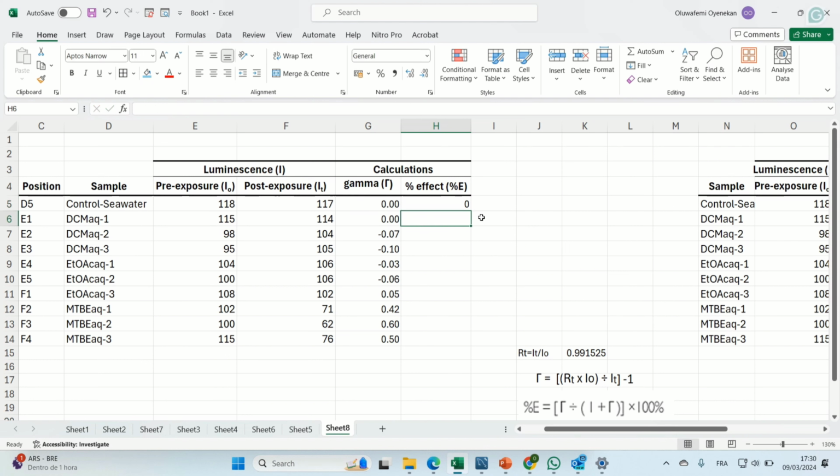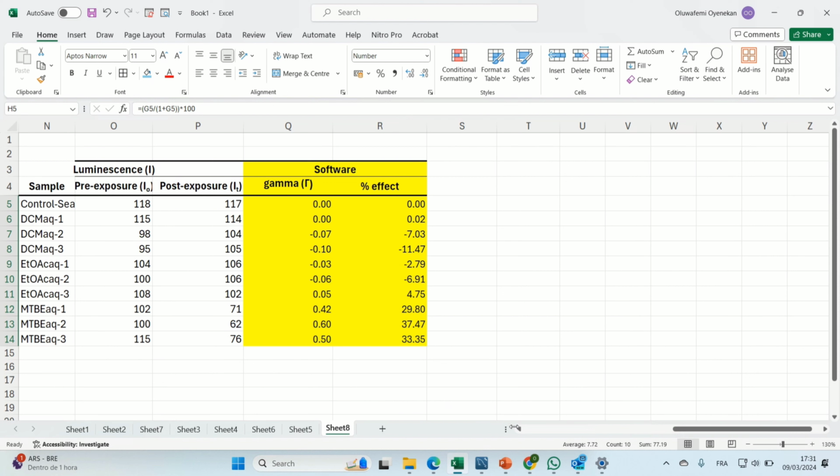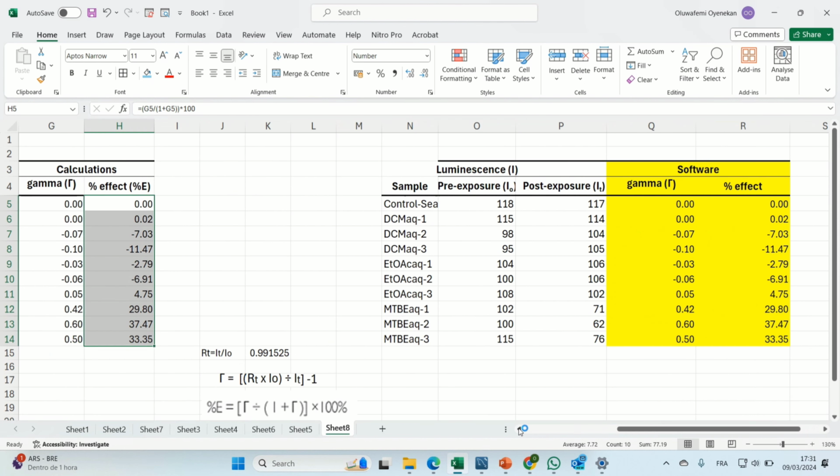So this gives me 0. Like I said, you can increase the decimal places if you want, and you can decrease it. So let me make it 2 decimal places, and I can drag it down up to this point. So these are the values I have for the percentage effect. Let's see if it corresponds to what the software calculated. Sorry, that was too fast. We can see that what we have on this side is the same as what we have on this side. So manually, we've been able to make the calculations using the formula that was given to us from the software. I hope you found this video helpful.